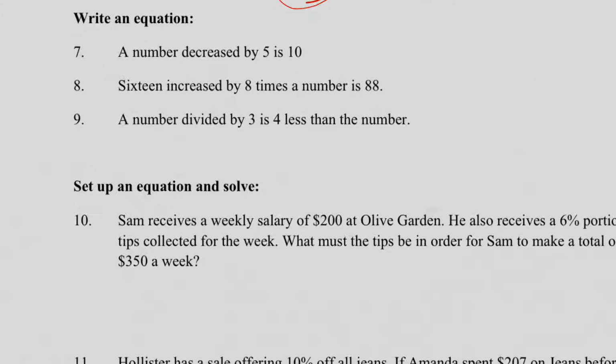So a number decreased by 5. A number is something we don't know. You can call it n or x or whatever you want. I'm just going to use n for number. So there's a number. It's being decreased by 5. So this is minus, and "is" is equals. So is 10. So a number decreased by 5 equals 10.